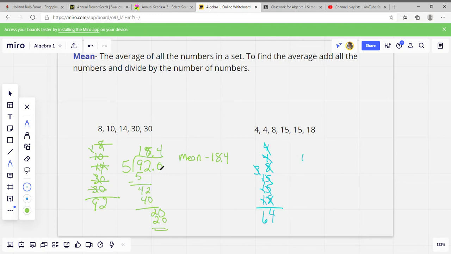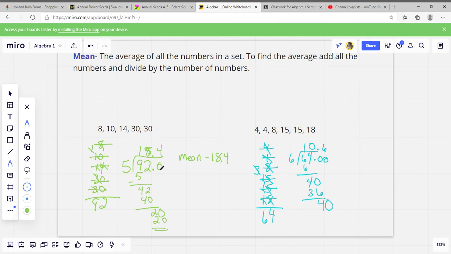All right, so now I need to do 64 divided by the number of numbers. I have 1, 2, 3, 4, 5, 6 numbers. 6 goes in 6 one time. Bring down my 4. Can't do that, so that'll be a 0. Add a decimal. 6 times 6 is 36. Subtract, and I get 4. Add another 0.